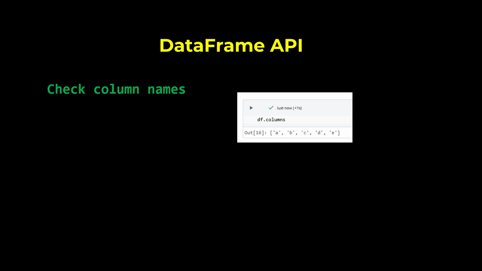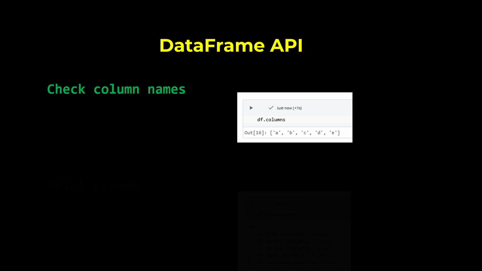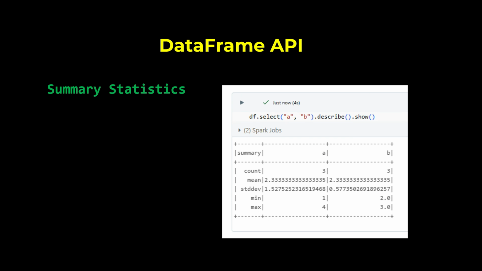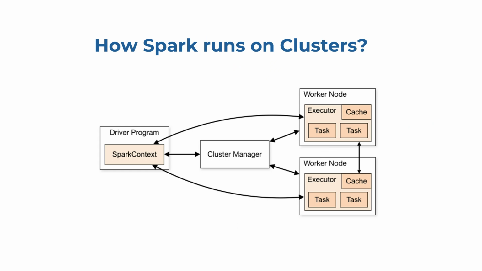Like in pandas, we can check the column names using df.columns. We can also use printSchema to see the data frame schema. Like in pandas, we can use the describe method to compute the summary statistics, and we can also use the select method to select some columns.